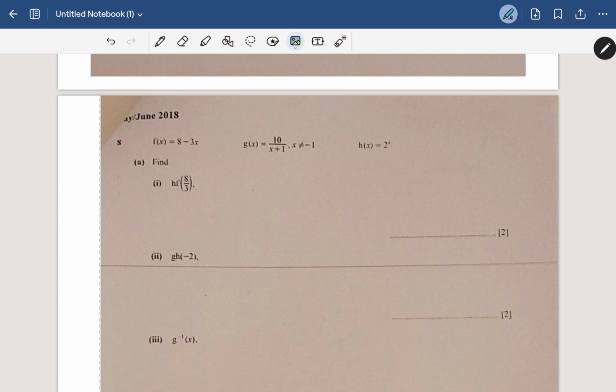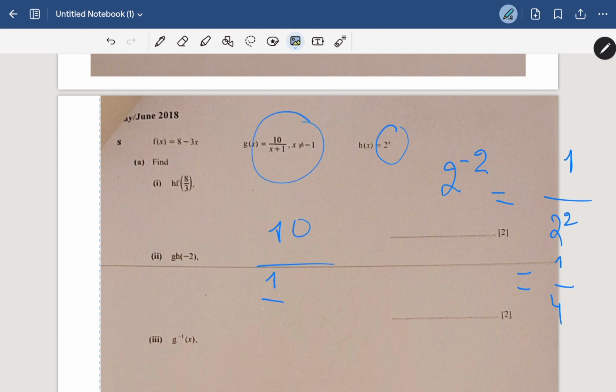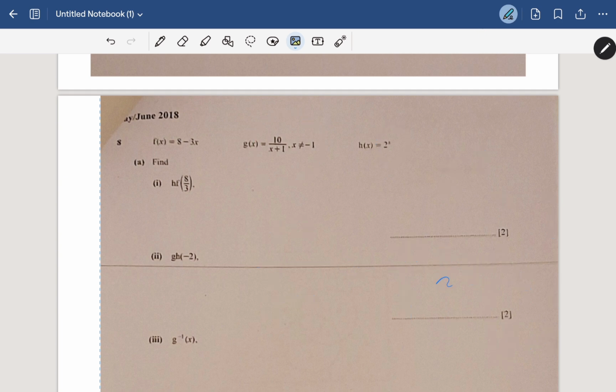Now, we move on to part 2. We have GH minus 2. We're going to put minus 2 in H. So that's going to be 2 to the power of minus 2, which is the same as 1 over 2 to the power of 2, which is 1 over 4. So H minus 2 is 1 over 4. Substitute it in G. You're going to have 10 over 1 over 4 plus 1. That is 10 divided by 5 over 4 after solving. Then it's going to be the same as 10 times 4 over 5. Please, guys, solve it. I'm just doing it really fast. So then it's going to be 40 divided by 5, which is 8. So this answer over here is 8.